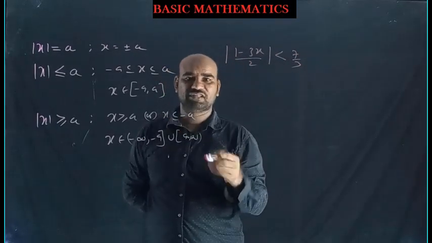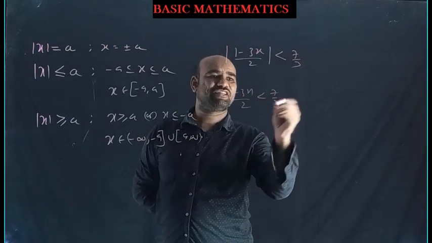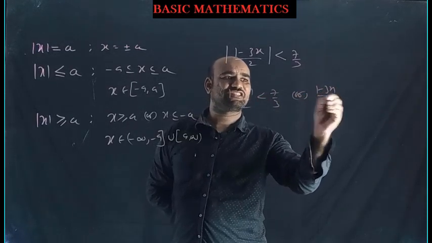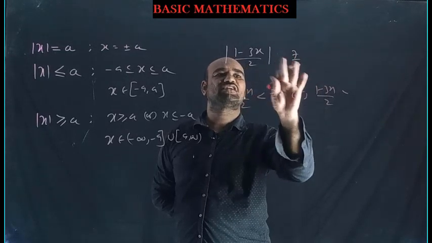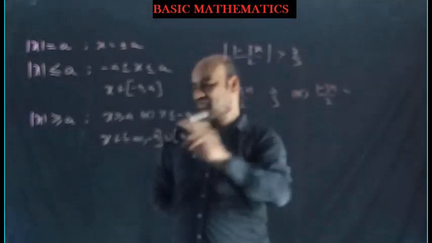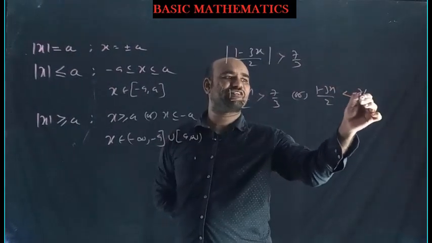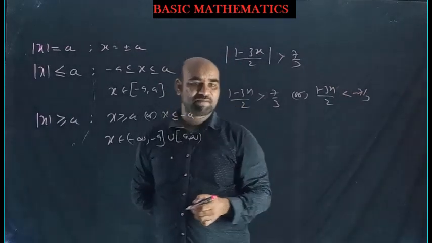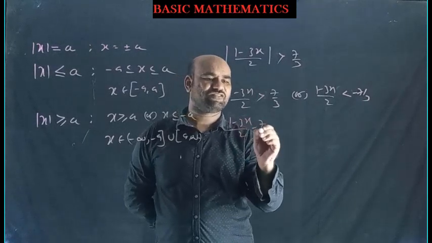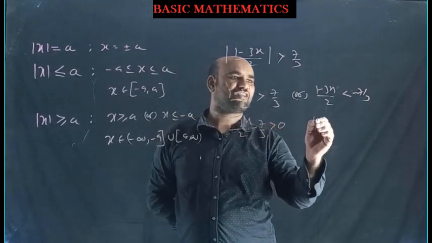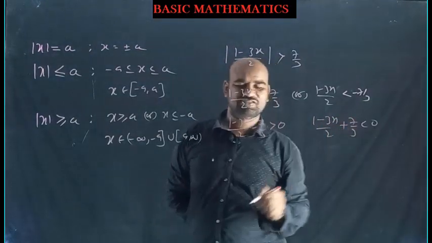Okay, find x. X means real x. 1 minus 3x by 2 less than 7 by 3 or 1 minus 3x by 2 greater than... I want to use this, greater than 3 or less than minus 7 by 3 by the definition. Okay, so what I can say here directly: 1 minus 3x by 2 minus 7 by 3 greater than 0 or 1 minus 3x by 2 plus 7 by 3 less than 0.